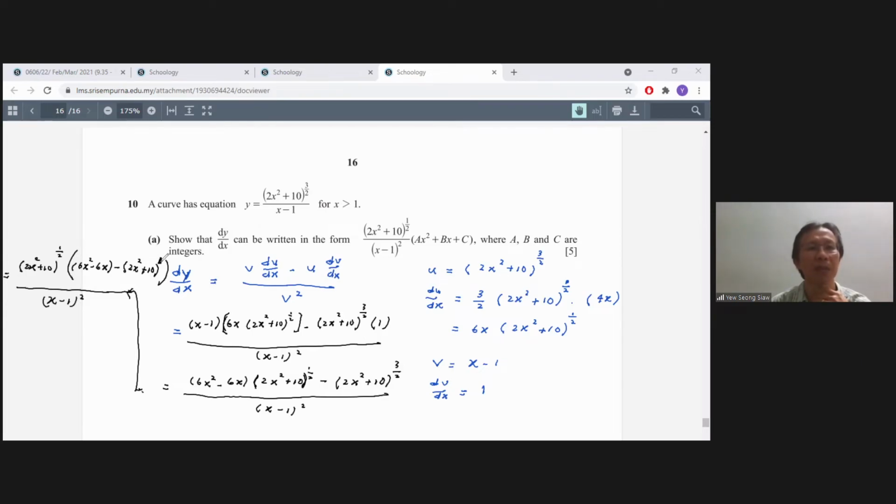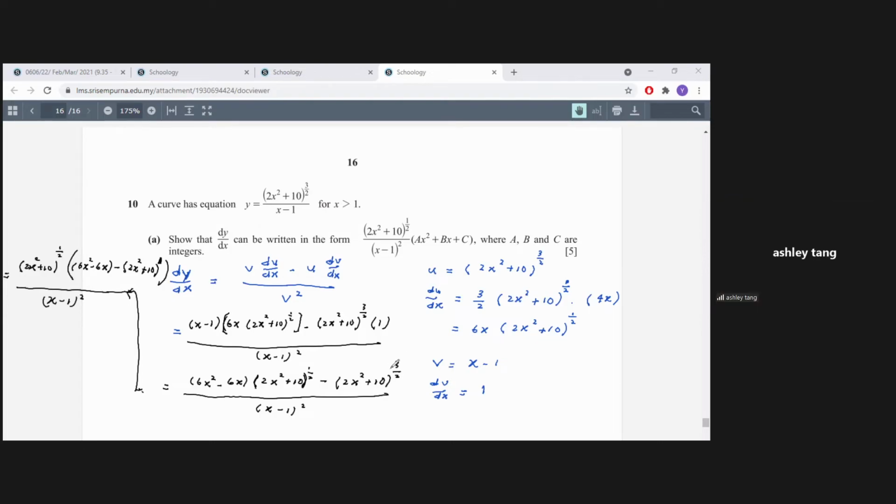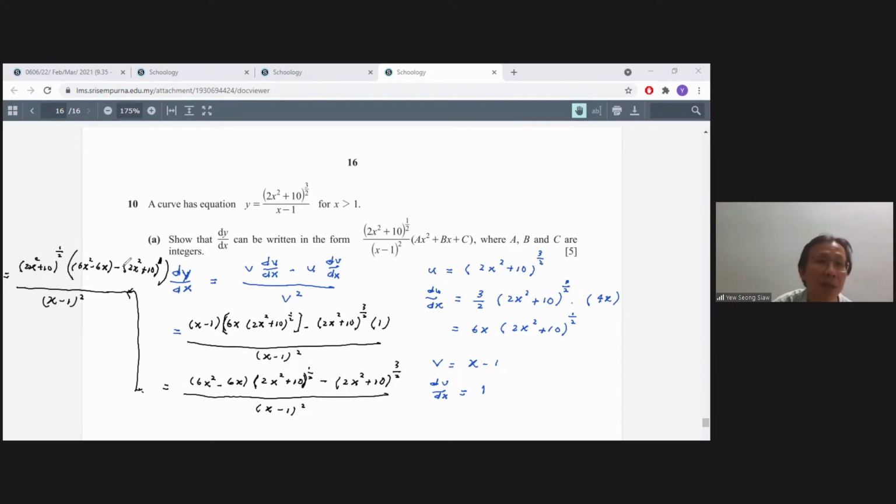So when you multiply together, the indices you add together. So 1 plus half, is it 3 over 2? Yeah. And now this one you just combine, simplify together, add together. So this you just remain 2x squared plus 10 over x minus 1 power 2.